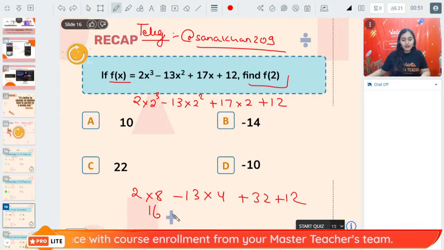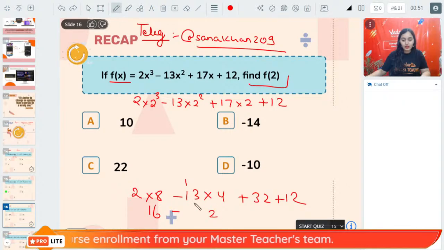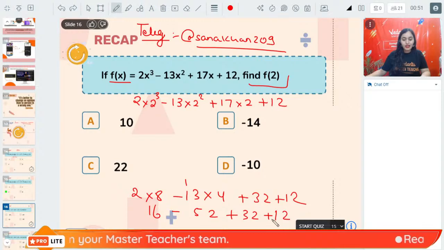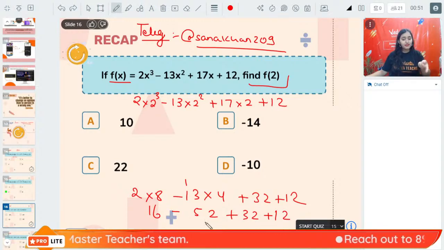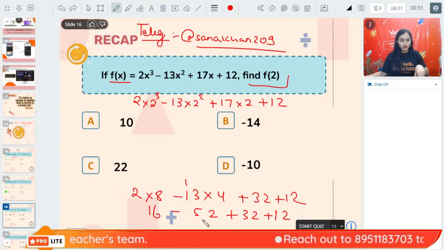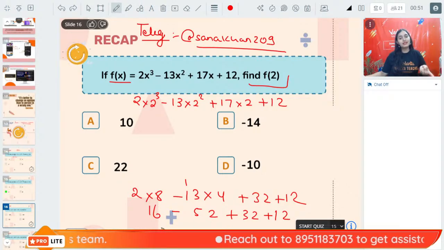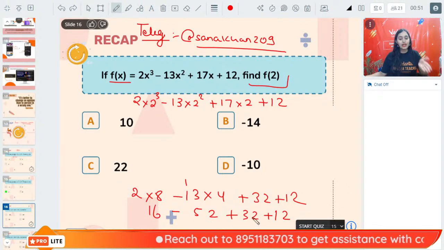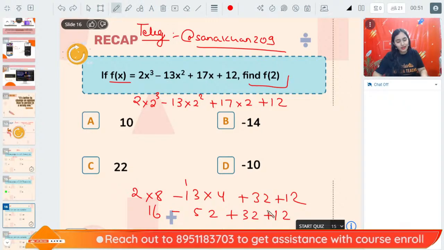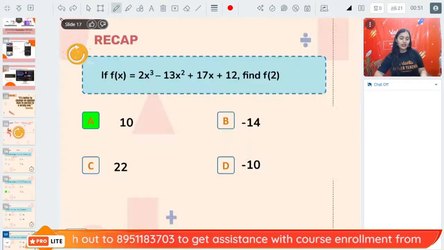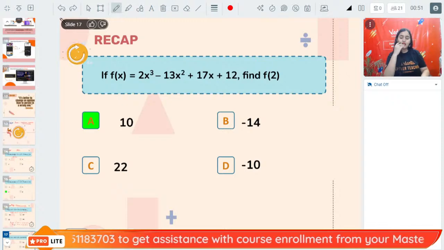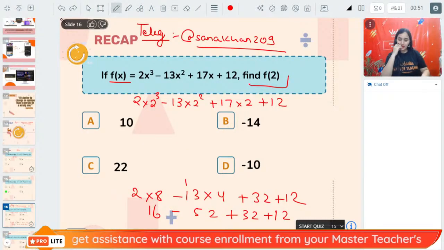So 2 8 is 16, 4 3 is 12, 2 carry 4 and 4 plus 1 is 5, 52, plus 32 plus 12. So 52 plus 32 is minus 20. Minus 20 plus 16 is minus 4. Minus 4 plus 12 is, it should be 8 somewhat, right? Why am I getting 8 as the answer?